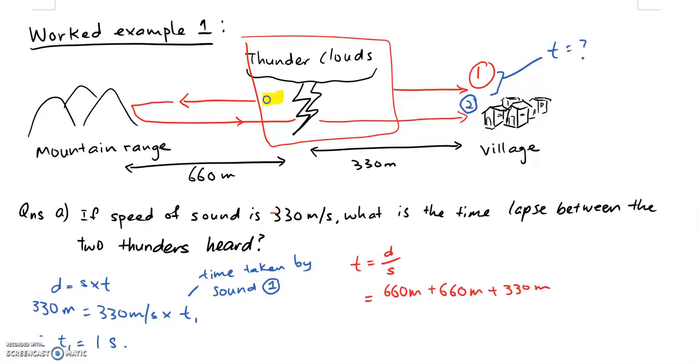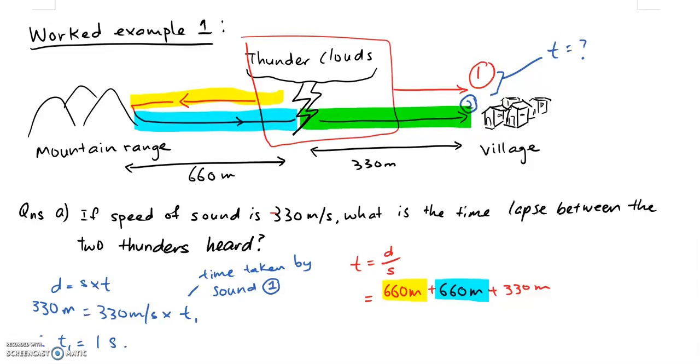The first path highlighted in yellow is 660 meters, from the source of the sound to the mountain range. The one in light blue is the reflection from the mountain range back to the thundercloud, so that is another 660 meters. What about the remaining 330 meters? That's when the sound continues to travel from the thunderclouds all the way to the village. So that's another 330 meters.